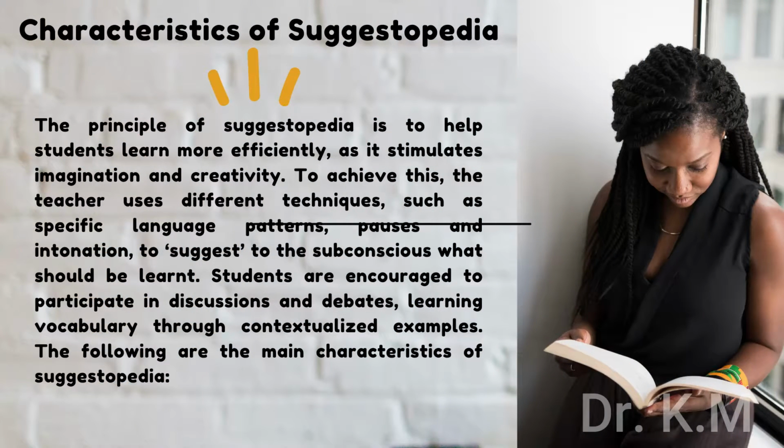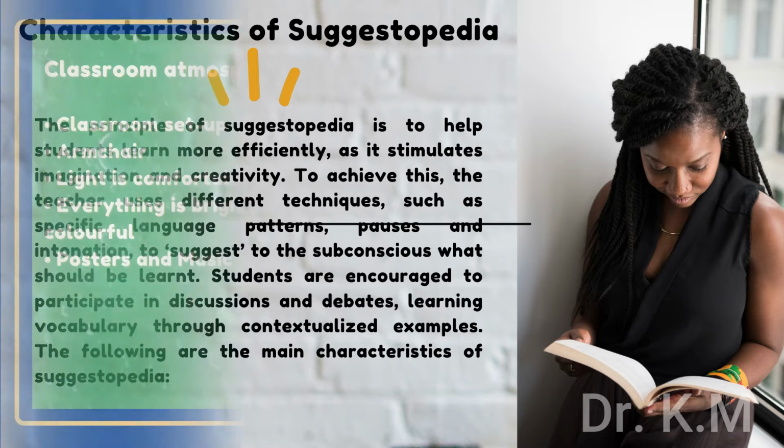Characteristics of Suggestopedia. The principle of Suggestopedia is to help students learn more efficiently, as it stimulates imagination and creativity. To achieve this, the teacher uses different techniques, such as specific language patterns, pauses and intonation, to suggest to the subconscious what should be learned. Students are encouraged to participate in discussions and debates, learning vocabulary through contextualized examples. The following are the main characteristics of Suggestopedia.